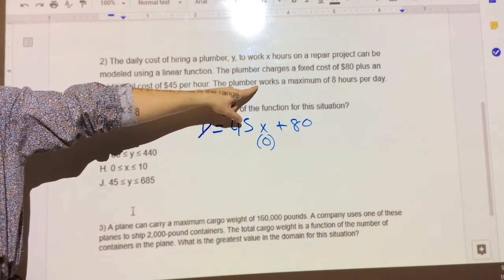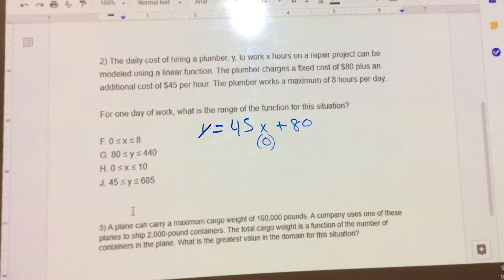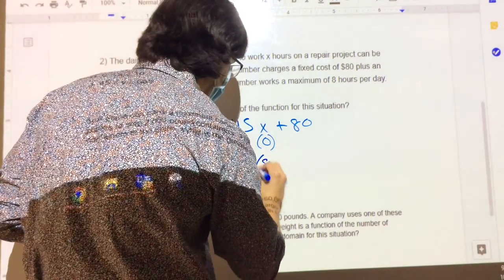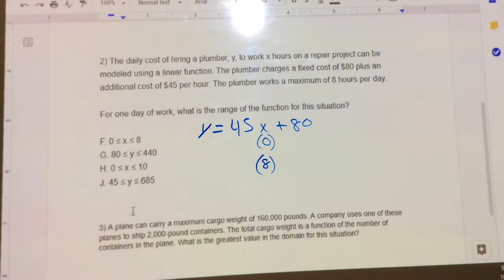Right here is the most important part though. The plumber works a maximum of 8 hours per day. So I don't care what he does for 3 hours or 5 hours. I want to know what's the range between 0 and 8. Okay, you guys have calculators on your laptops. What is 8 times 45? It's 360.